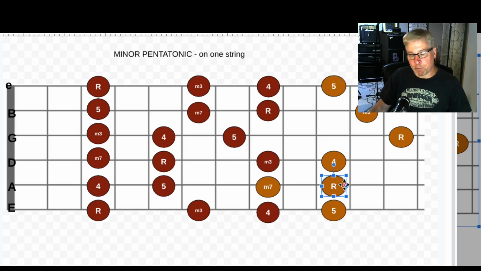And we know that if we're locked into this root note here, which is a G note, there's a minor seventh right there next to it. And 3 frets over, there's a minor third. And on top of it, there's a fifth.